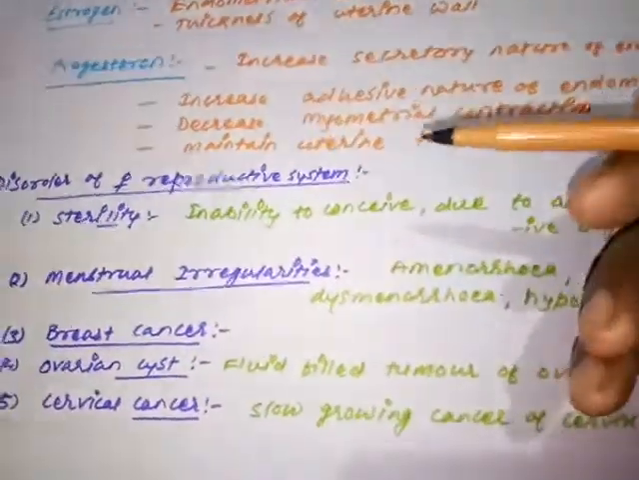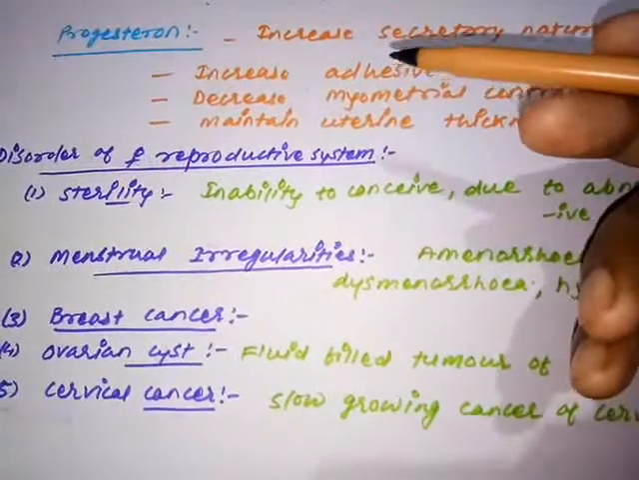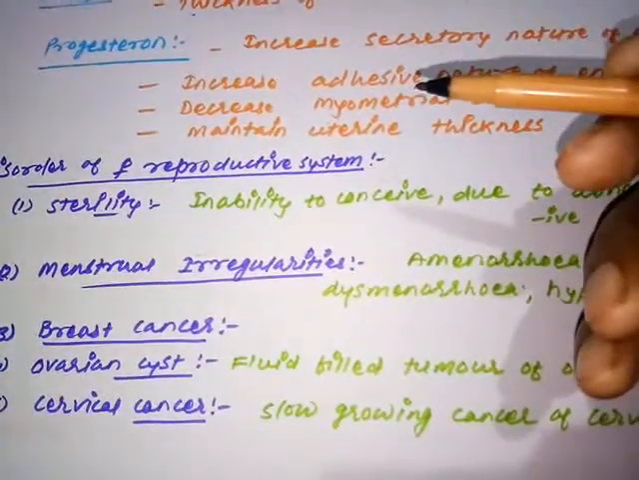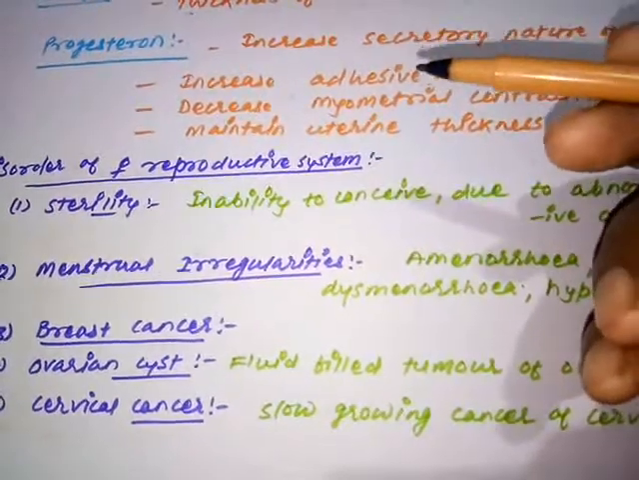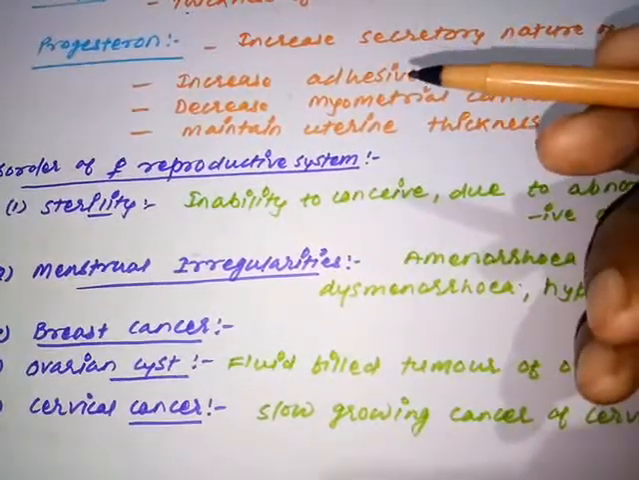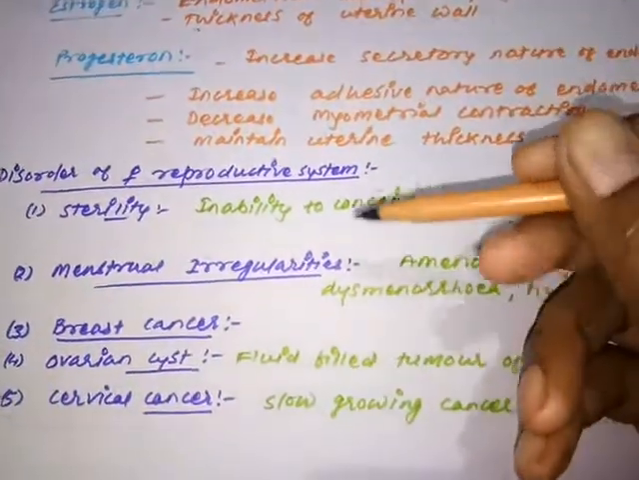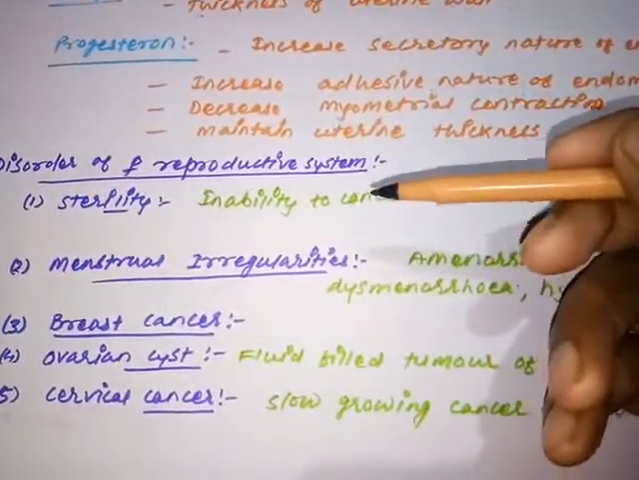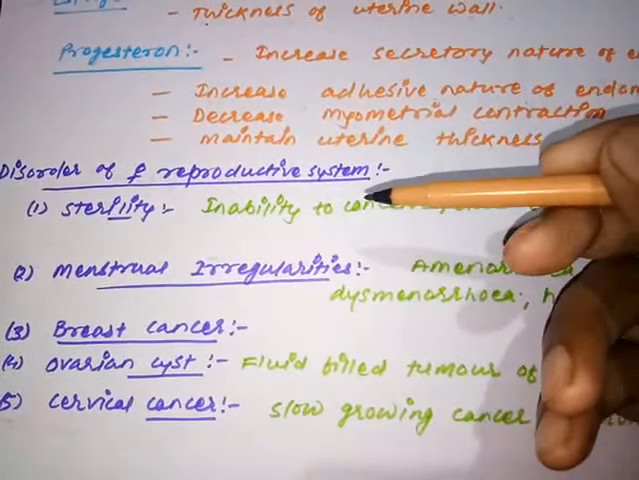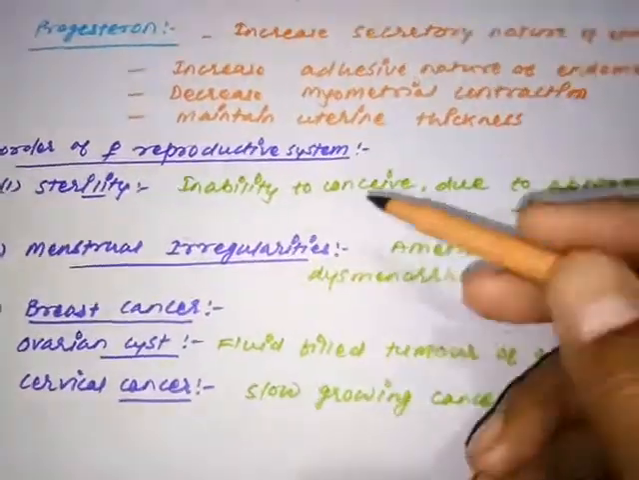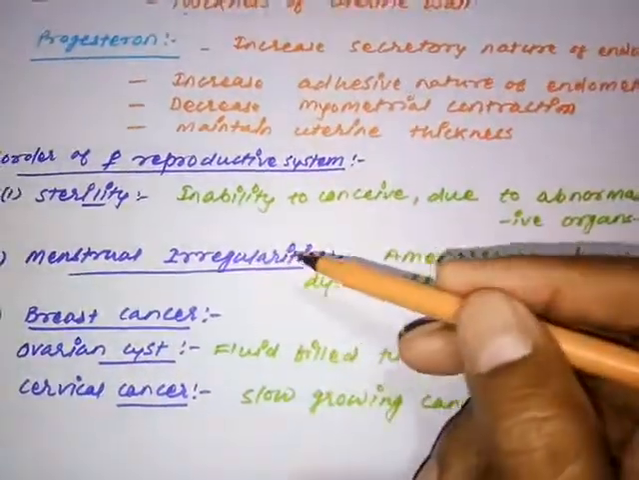So now we are moving on to the next topic. After completing the regulation of the female reproductive system with the help of hormones, we have discussed each and every hormone: how FSH is regulating, how LH is regulating, how estrogen and progesterone are regulating. Now we are moving on to the female reproductive system disorders. What are the major disorders of the female reproductive system? The first disorder can be considered sterility.